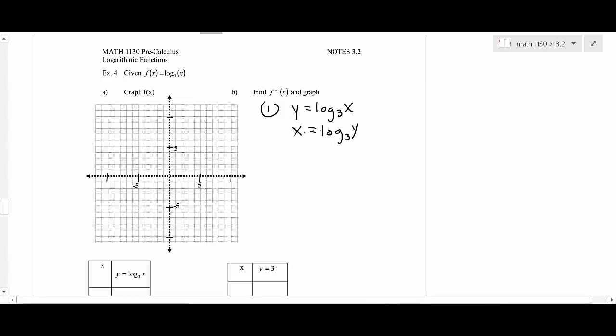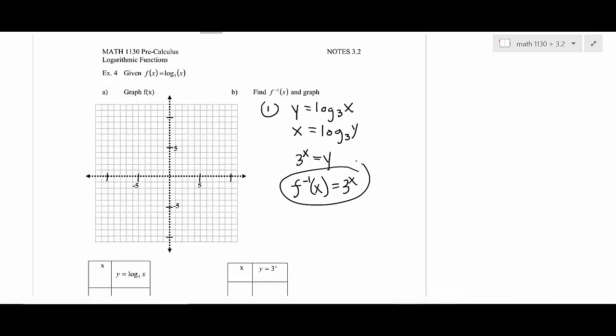Exponential form, right? So you would say 3 to the x is equal to y. Okay, so what you get then is your inverse. F inverse of x is equal to 3 to the x power. Now see, if you're going to graph log base 3 of x, you want to graph the inverse first because it's easier. Then you flip all the points. It's a lot easier because what happens to students is they try to make a table of values on log base 3 of x and they don't know what to do without their calculator. So it's a little easier to do it this way, see.